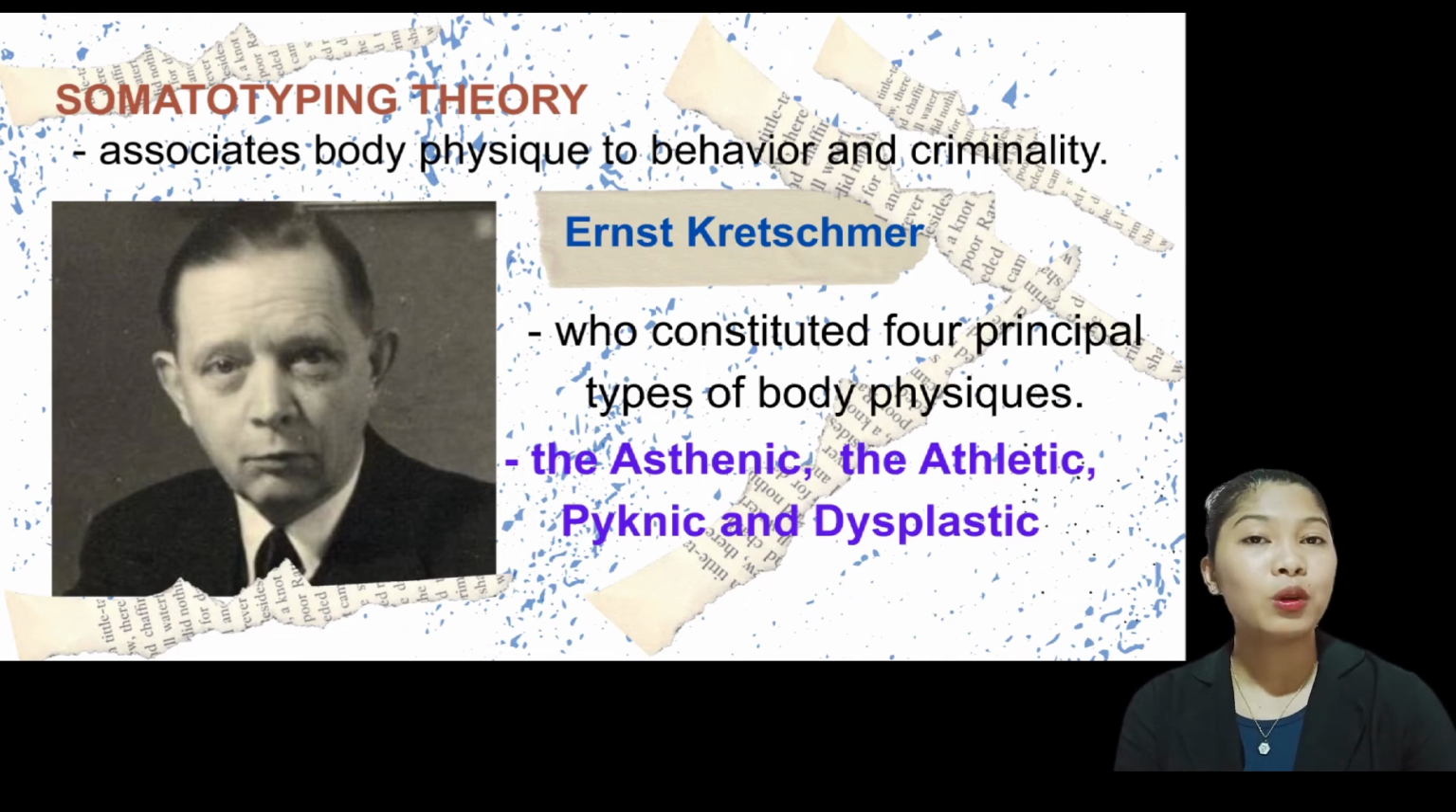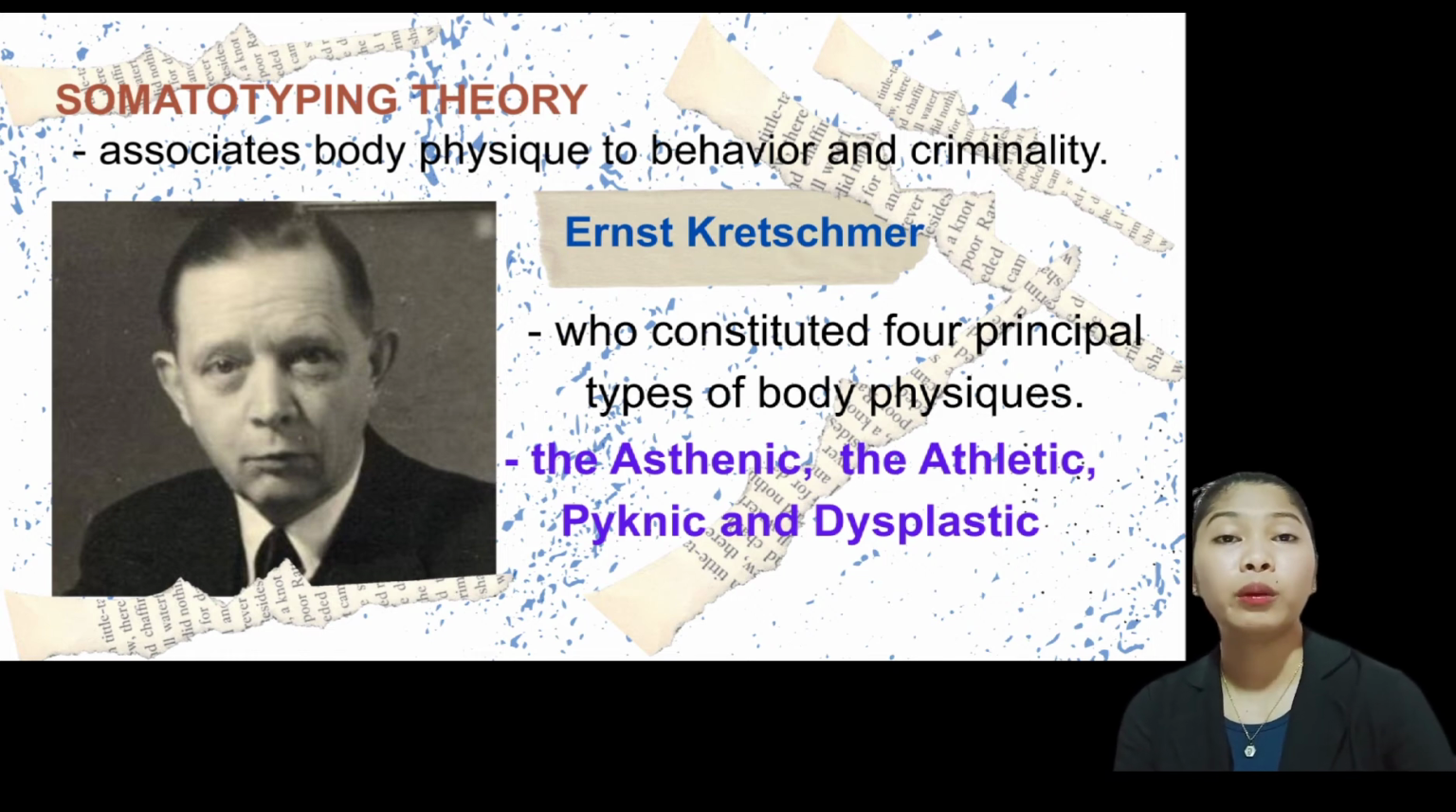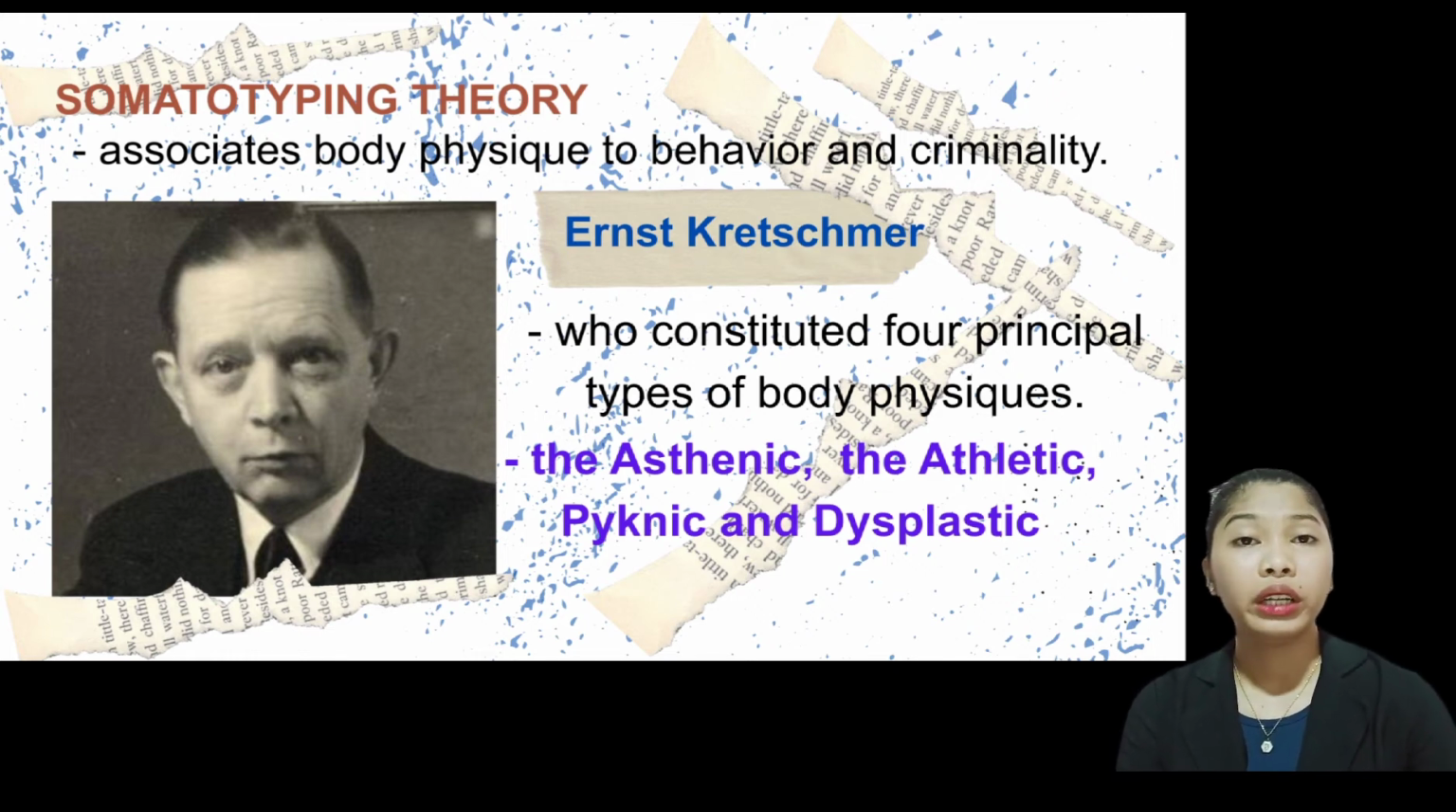And it began with the work of German psychiatrist, neurologist, and psychopathologist Ernst Kretschmer. He studied humans who have a problem with the brain or have an abnormal brain. According to Ernst Kretschmer, there are four body physiques: the asthenic, athletic, pyknic, and dysplastic.